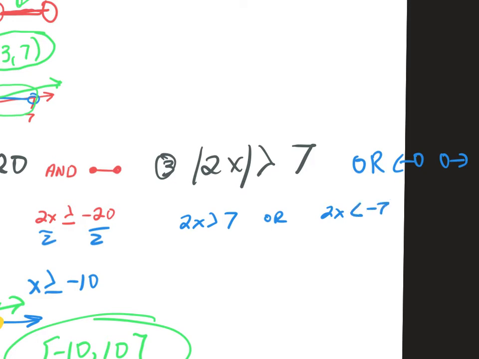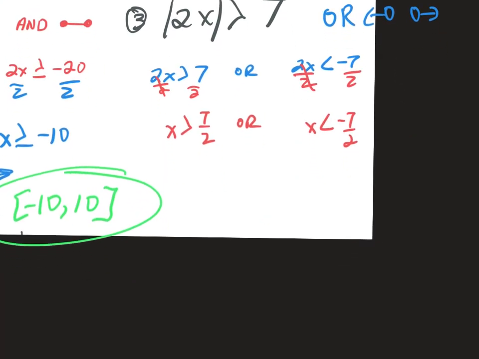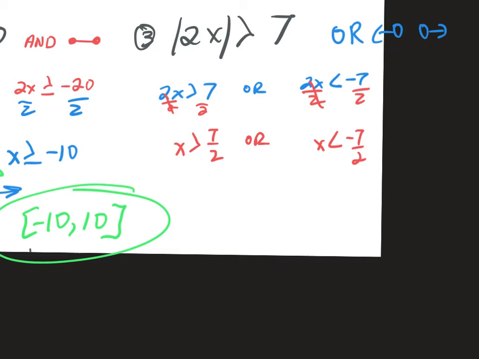7. We flip the inequality sign and change the sign of the number. Solve it. Divide both sides by 2. And I get x is greater than 7 over 2. Or divide both sides by 2, x is less than negative 7 over 2. Agreed? Yes or no? Yes. Okay, so let's just see what our interval notation should look like for our answer.